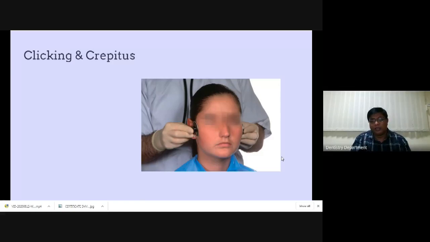You can keep the stethoscope and you can hear the sound, whether it is clicking in the opening, which we call opening click, or closing click. Okay, you can very well hear it through a stethoscope. So this is the way you should examine the patients who come with TMD, that is pain in that region.